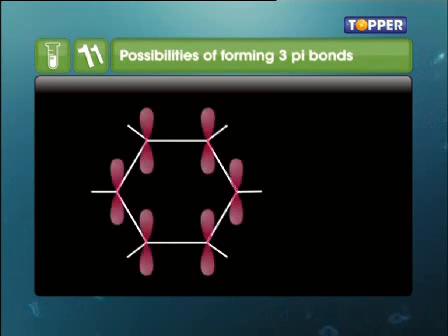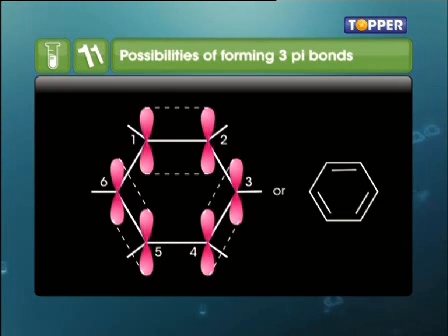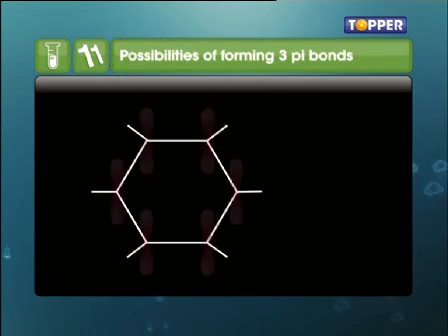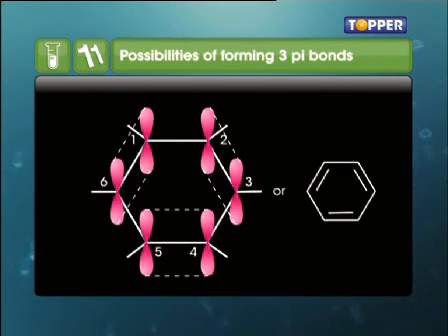There are 2 possibilities of forming the 3 pi bonds. One is by the overlap of p orbitals of C1, C2, C3, C4, C5, C6. And the other possibility is by the overlap of p orbitals of C2, C3, C4, C5, C6, C1.